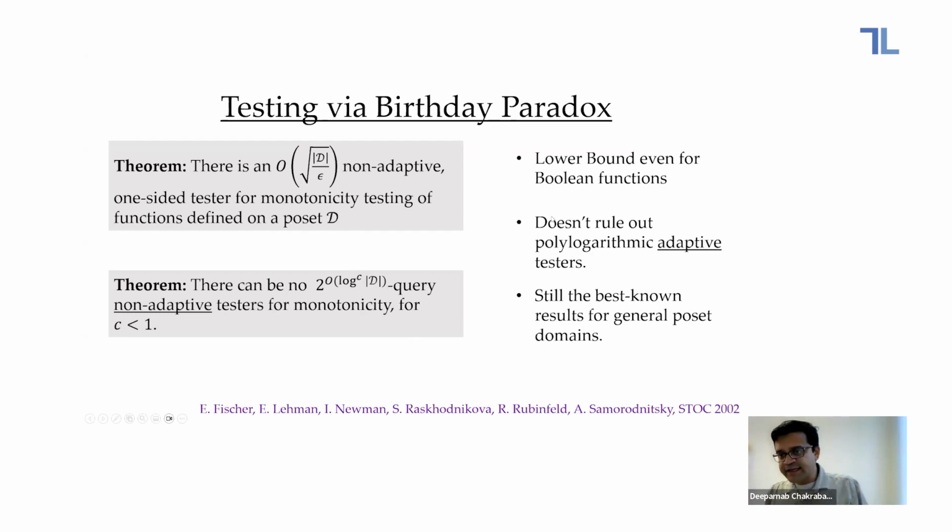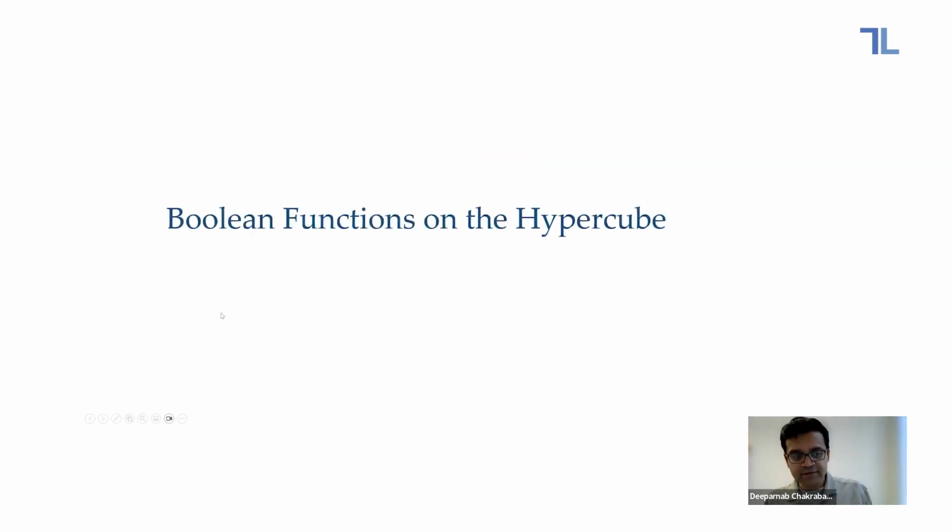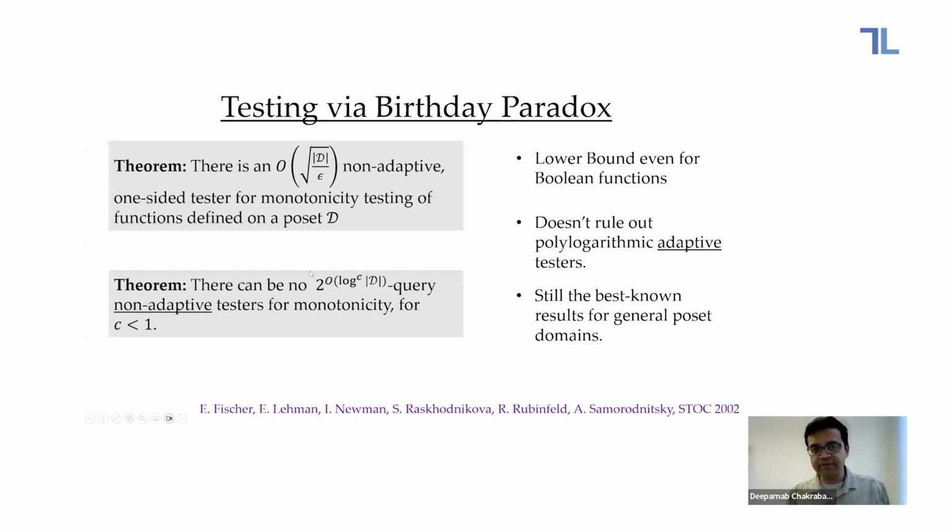But more importantly, it does not rule out polylogarithmic adaptive testers. There's a general fact: if there's a lower bound of L on non-adaptive testers, then there's a lower bound of log L on adaptive testers, because any adaptive tester of query complexity Q can be moved to a 2 to the order Q query complexity non-adaptive tester. So that's the only thing that is ruled out.